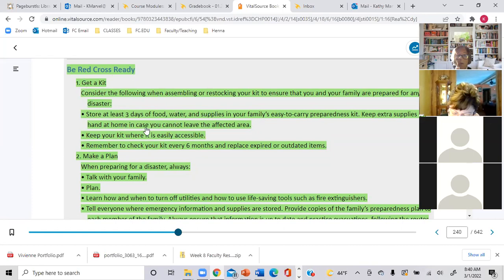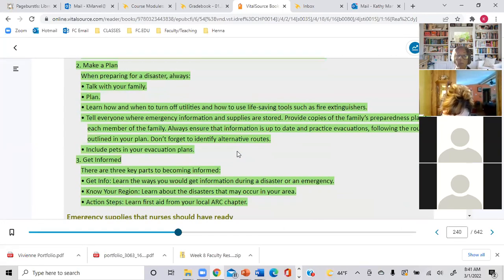Okay, how to prepare a kit with a family, store at least 3 days of food, know where the kit is. Remember to check your kit every 6 months to replace outdated items. Right, talk with your family. Do you have a plan? Do people know where to turn off utilities in the house? Do they know where the fire extinguishers are? Okay. So these 3 steps: get a kit, make a plan, get informed, and the details with them are really important.